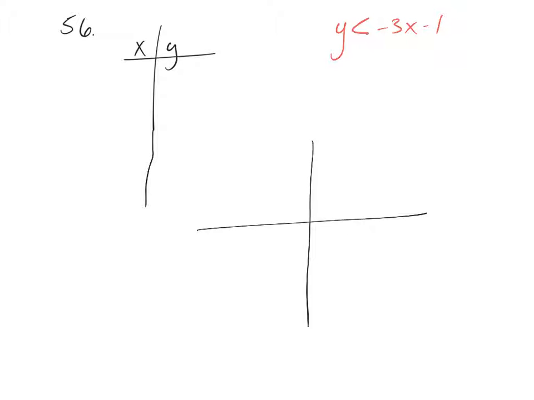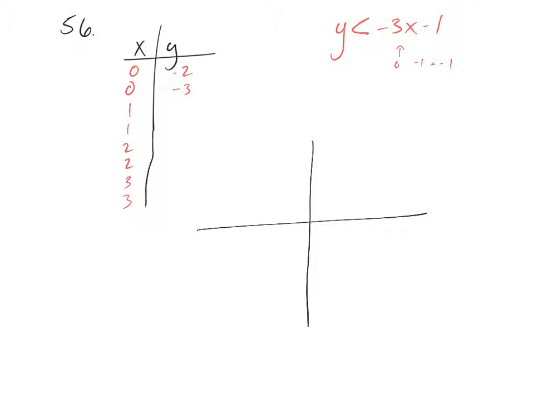Again, I'm going to pick some easy values of x, but because it's an inequality, I can double up on them, and that's okay. I'm only going to do 8 for you. So if x equals 0, then this part is 0, and then minus 1 is negative 1. So y has to be less than that. So I can do negative 2, negative 3.